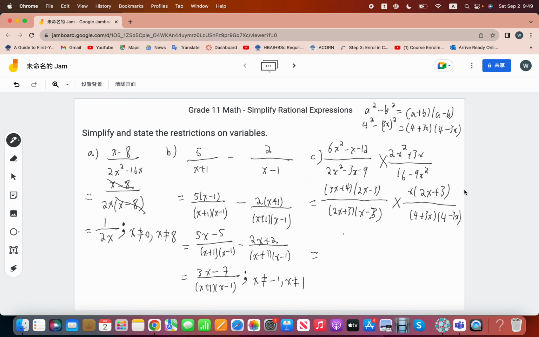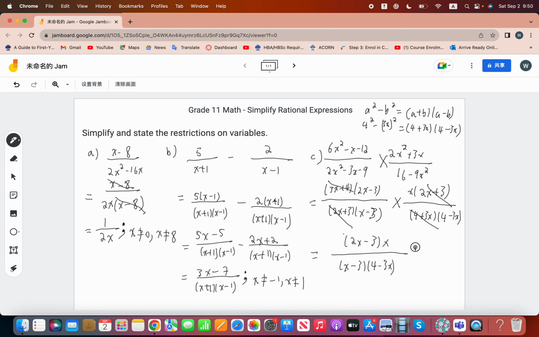This equals, now I can cancel 3x plus 4 and 4 plus 3x. Then I'm left with 2x minus 3 times x over x minus 3 times 4 minus 3x.